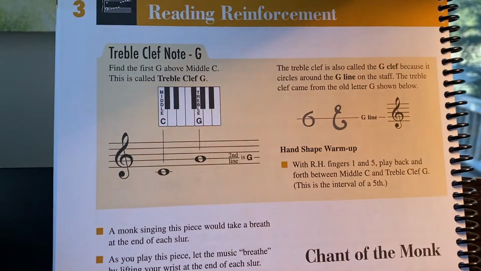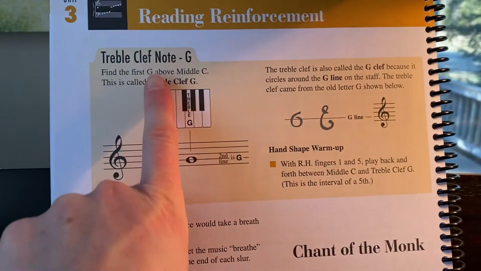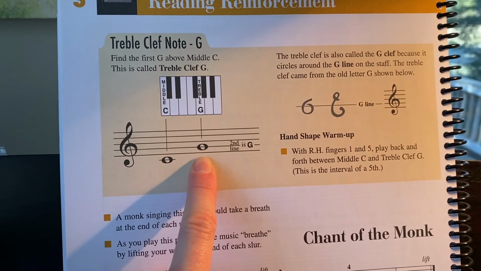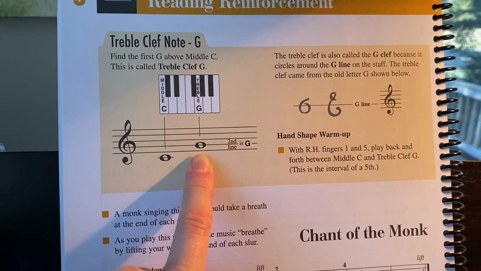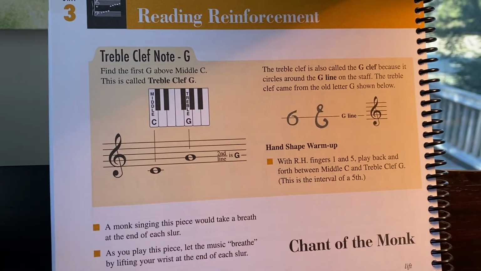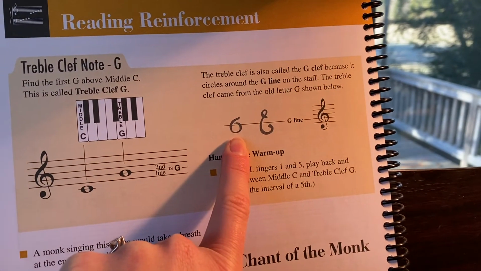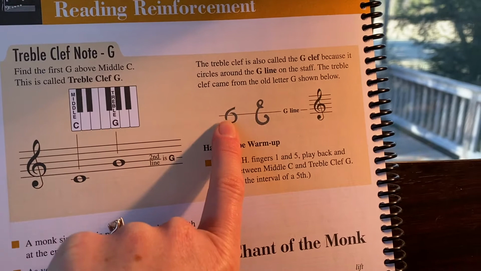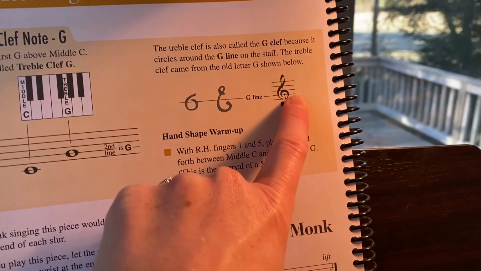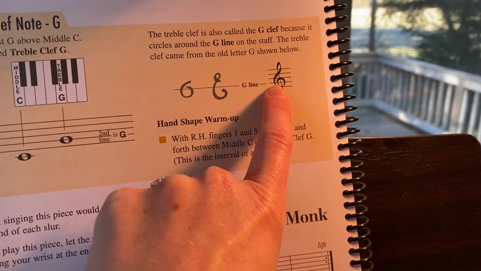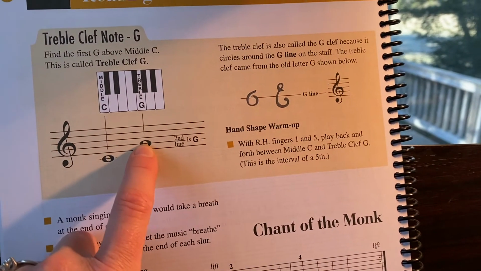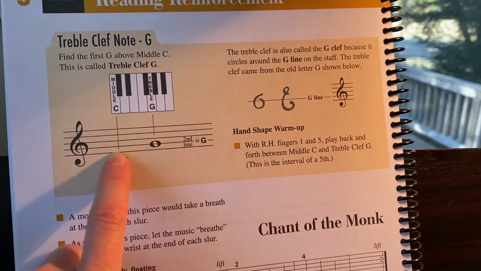What we're talking about here, the treble clef note G, sits here on this second line, and actually the treble clef is also called the G clef. So over here it's showing you an old-fashioned way of writing an old letter G, and the circle on the treble clef sign circles that line where the G falls, so it's called the G clef.